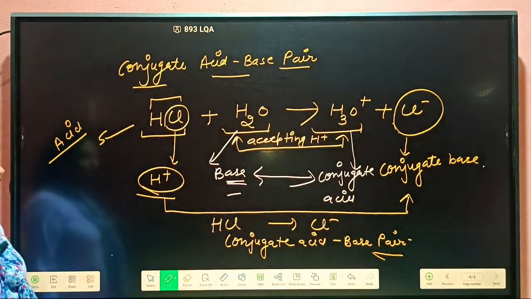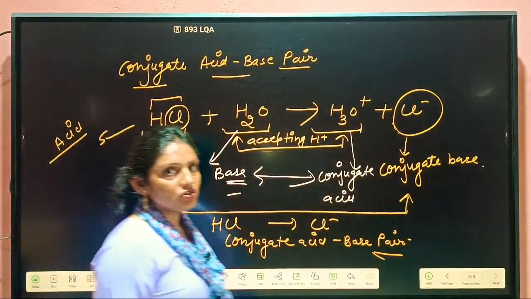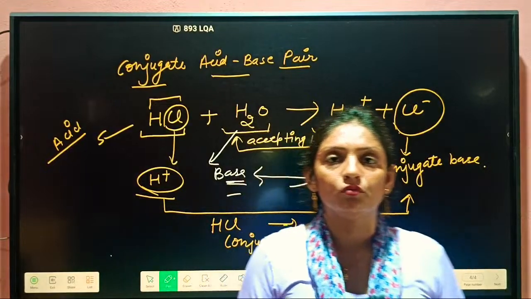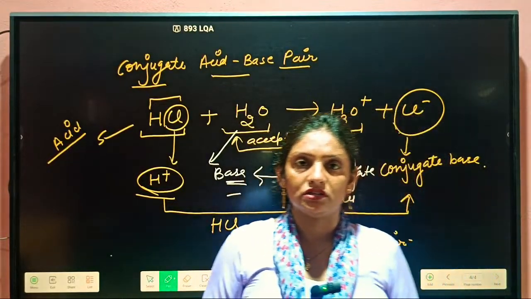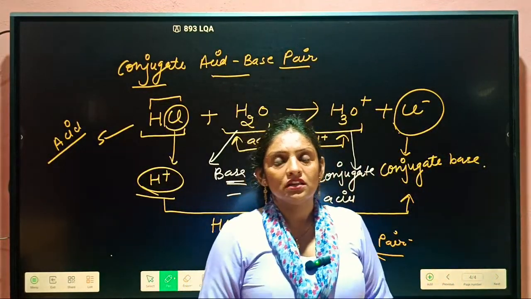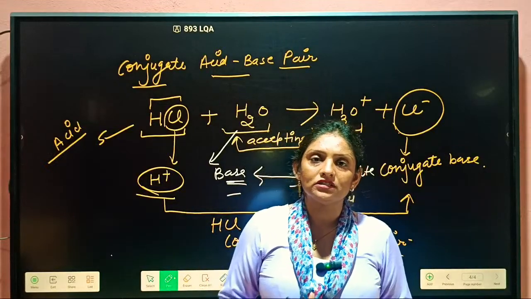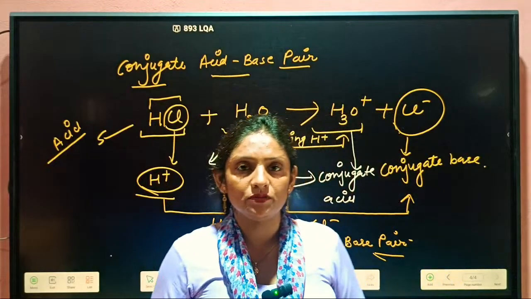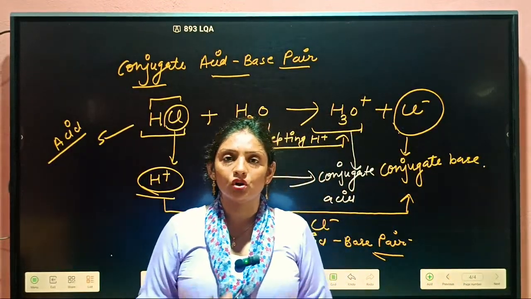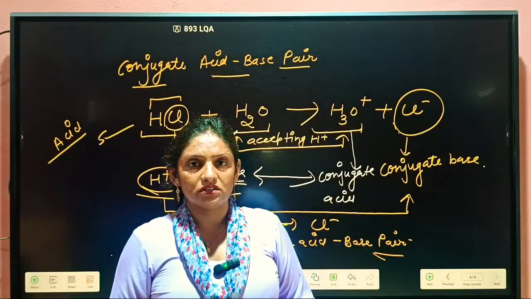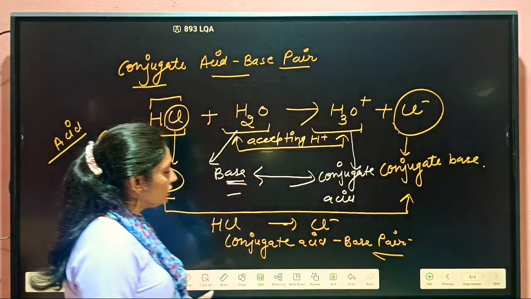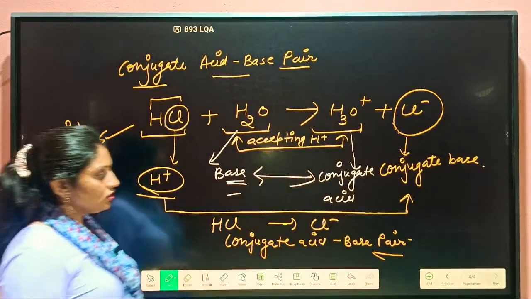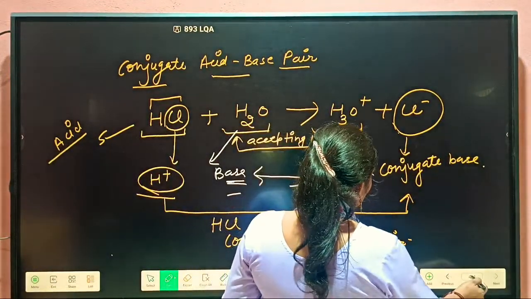So Lowry Bronsted told us that there is only a difference of one H positive ion, one proton, between the acid and base. Acid and base exist in a pair that is known as the conjugate acid base pair. Okay students, this concept is known as the Lowry Bronsted concept. So students, today we have done two concepts.